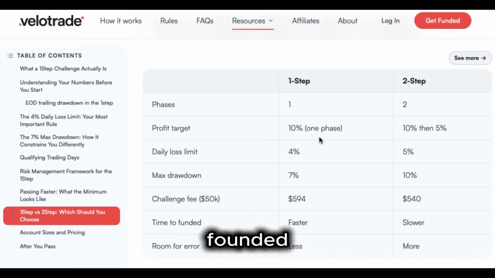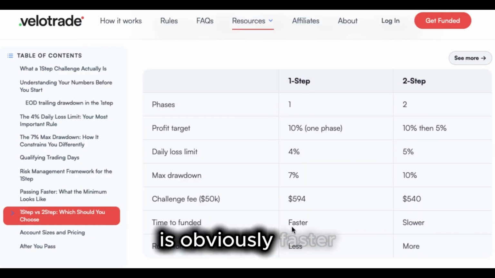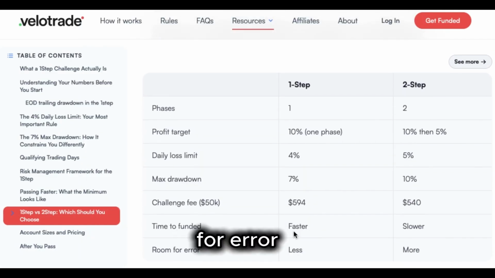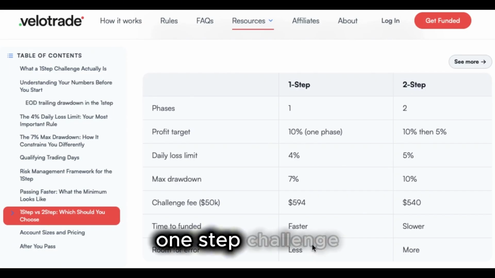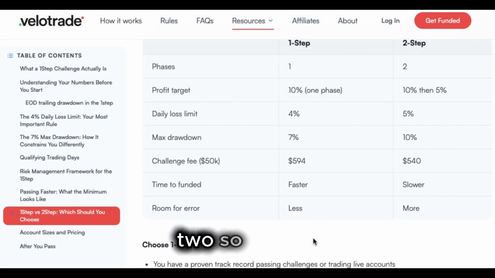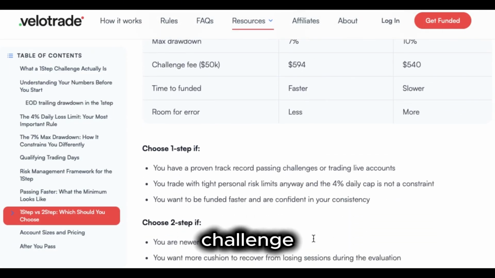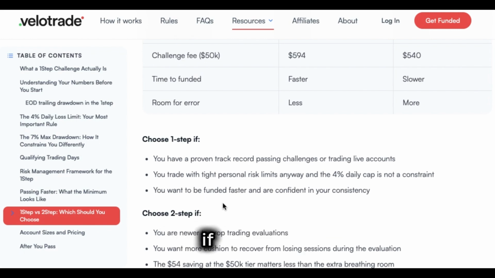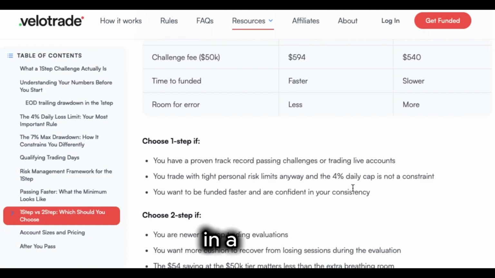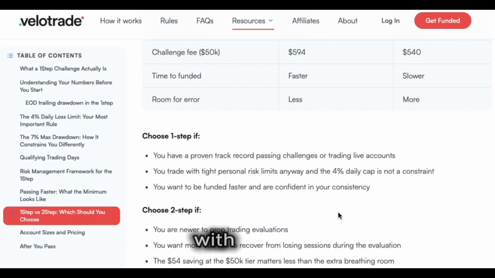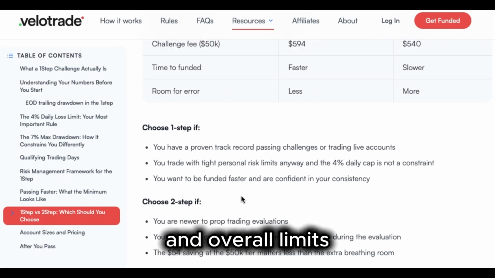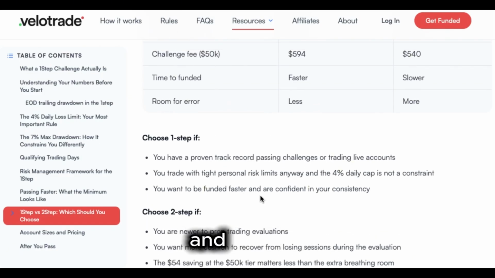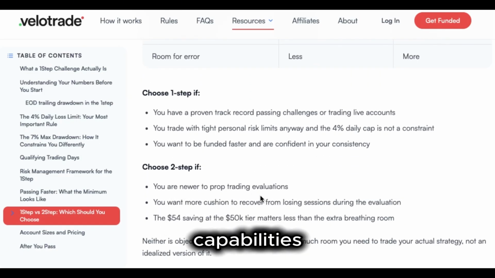The time to get funded in a one-step challenge is obviously faster, and the room for error is less in a one-step challenge than in the two. So choose the one-step challenge if you have already a proven track record of passing challenges and trading in live accounts, if you are used to trade in a strict rule framework with very tight daily cap and overall limits, and you want to be funded faster and you're confident in your capabilities.